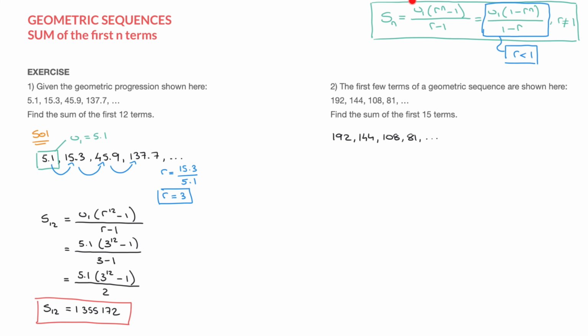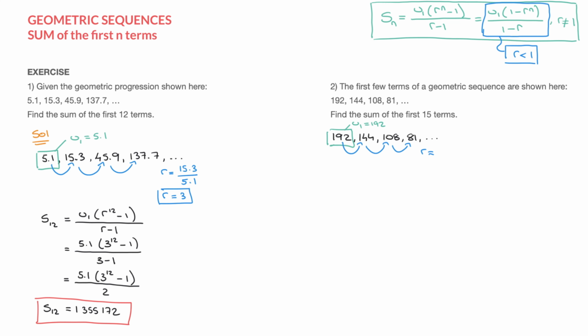Once more, to use this formula, the first thing I need to make a note of is this sequence's first term. So in this case that would be 192. So that's U1, that's 192. And we also need to find this sequence's common ratio, R. And to find R, remember, if you don't see it right away, you can take any term of the sequence and divide it by the previous term. So 81 divided by 108, or 108 divided by 144, or 144 divided by 192.